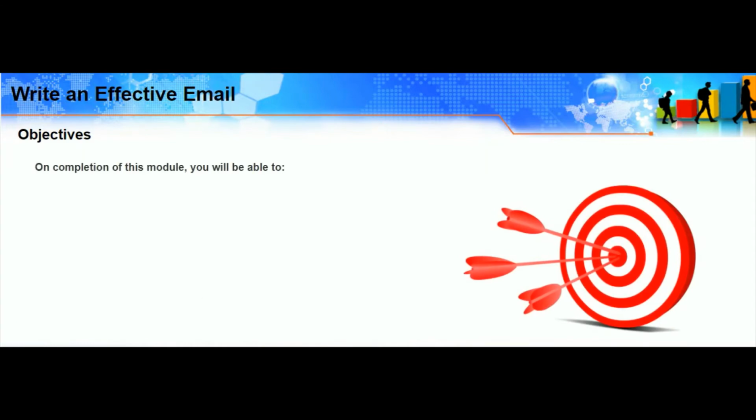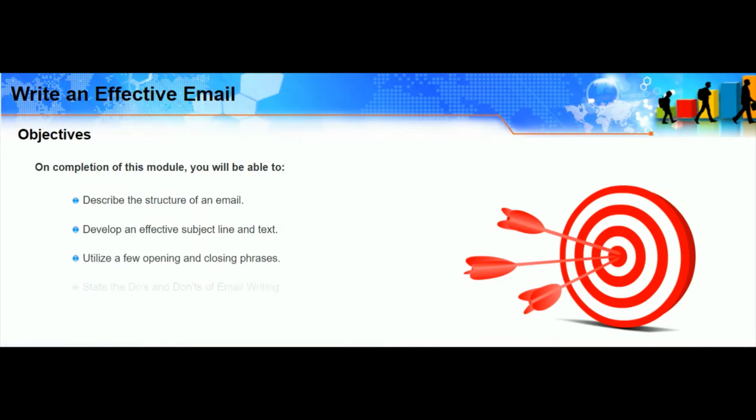Objectives. On completion of this module, you will be able to describe the structure of an email, develop an effective subject line and text, utilize a few opening and closing phrases, state the do's and don'ts of email writing, draft an email using pointers taught in the session.